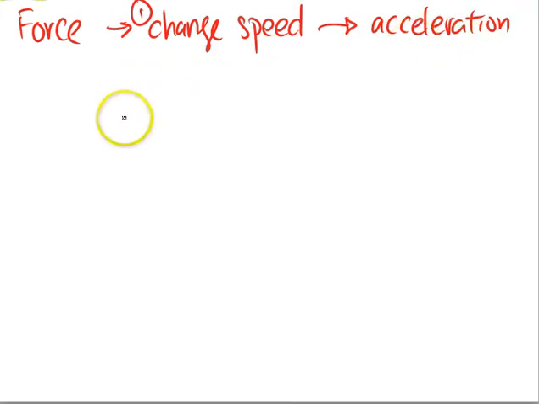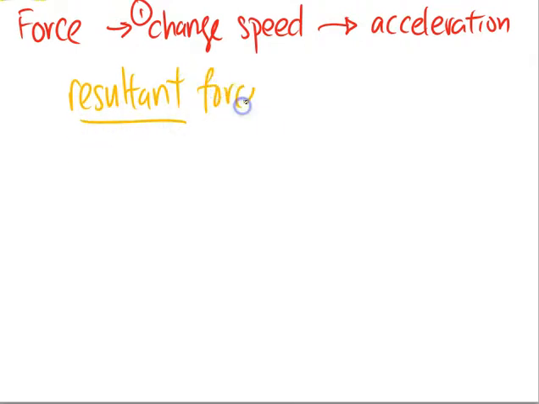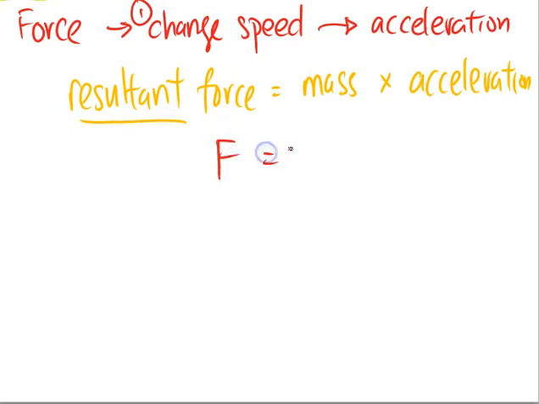So now, how does force affect speed? You will see this formula here. Resultant force, take note, resultant force is equal to mass multiplied by acceleration. Typically all of you memorize it as F = ma. One thing you must always remember is that the F we are talking about here is the resultant force.